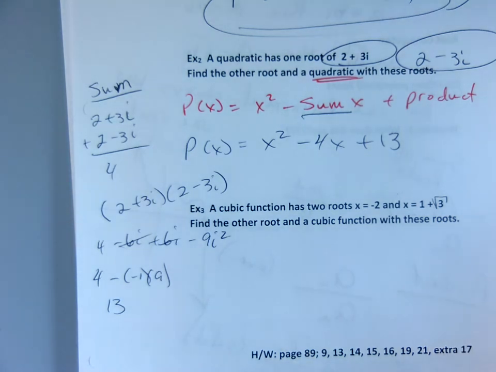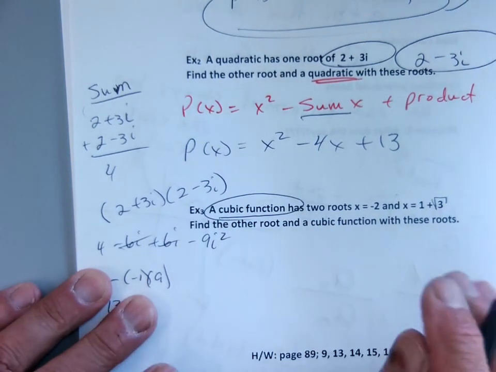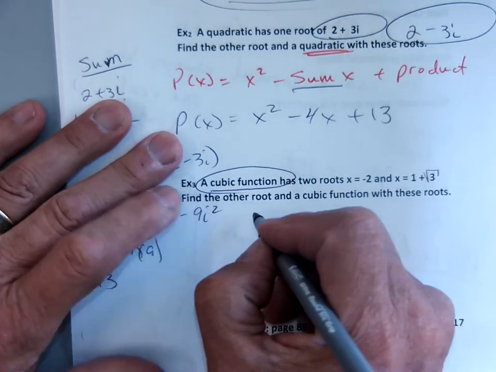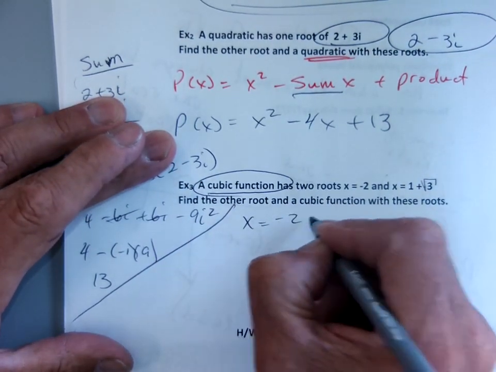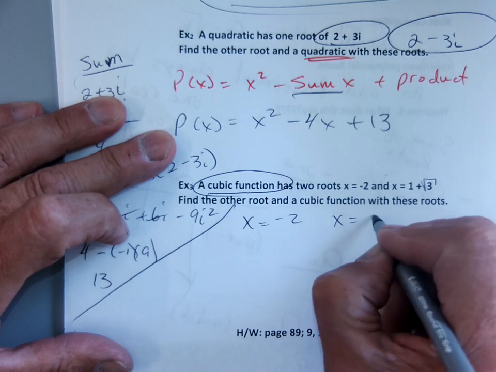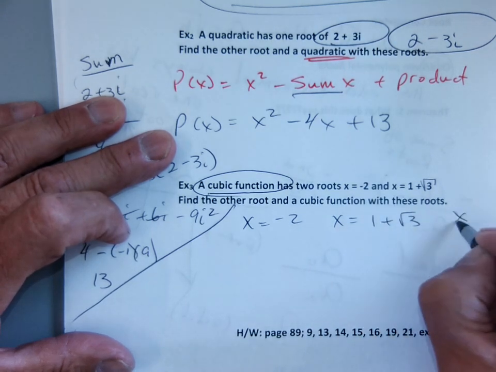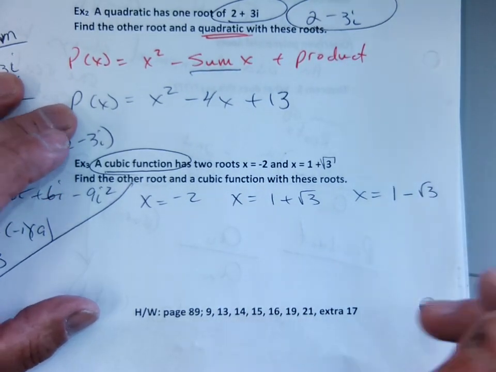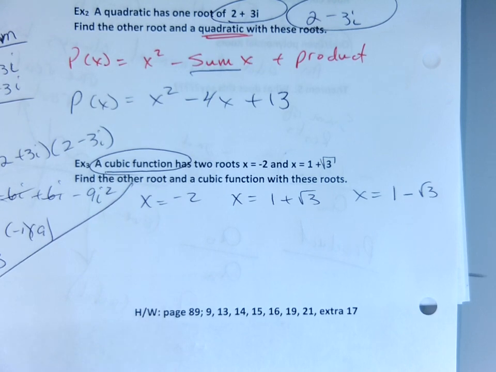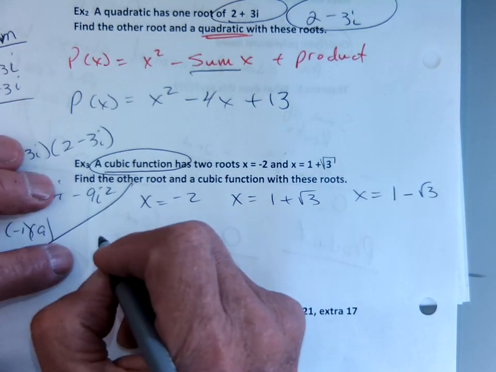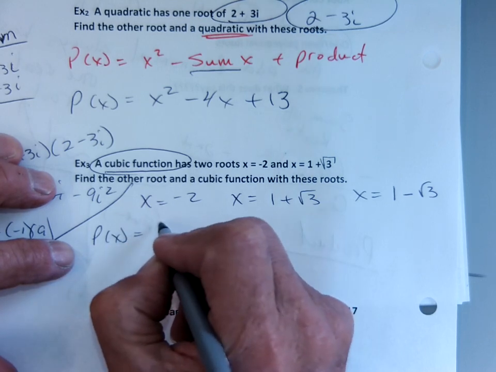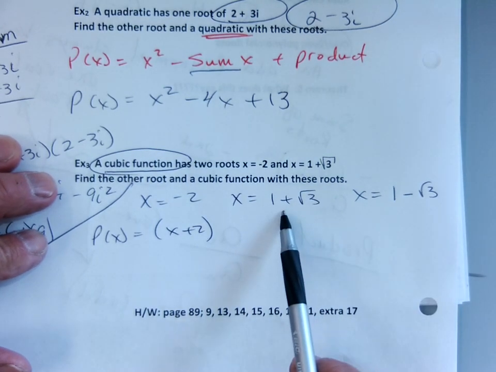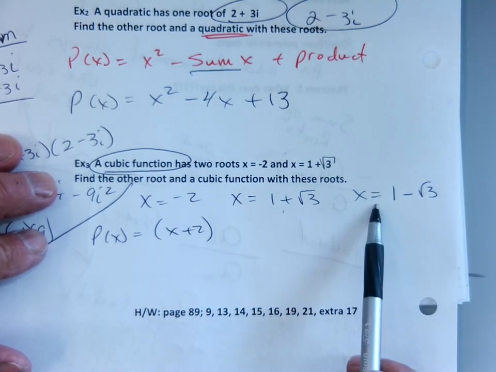example 3. If it's a cubic, then we should have 3 zeros, right? 3 roots. We do have x equals negative 2. I have x equals 1 plus the square root of 3. And what's my other? Yep. 1 minus the square root of 3. Everybody agree with that? So I'm going to have for sure x plus 2, right? These two together make an x squared equation, right?